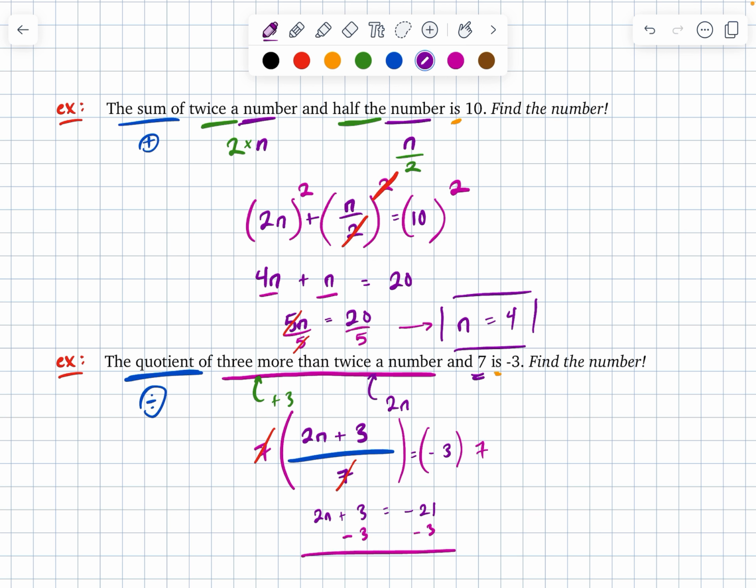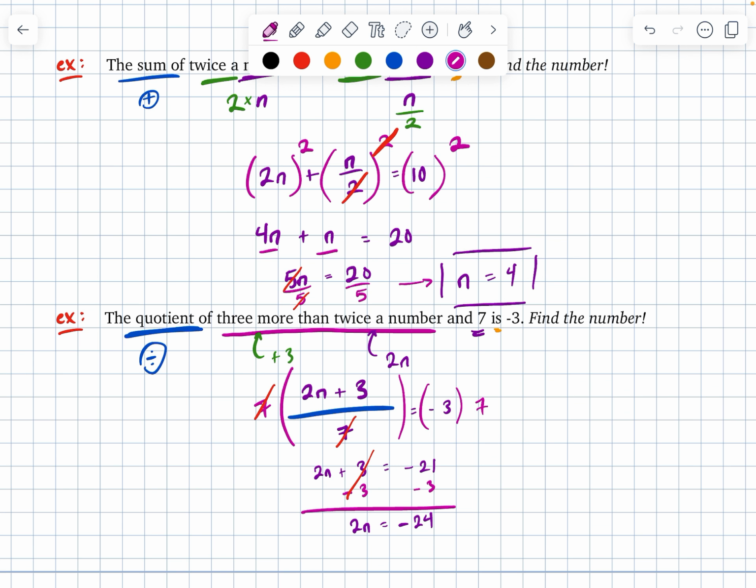To get n by itself, here my reverse order of operations will not lead me astray. Let's do our -3 first. When I do that, 3 minus 3, these undo each other. I've got 2n equals -21 minus 3. I'm making that negative even more negative to get to -24. And then the last thing standing between me and n by itself, let's divide both sides by 2. On the left, 2 over 2, those cancel each other out. And I'm left with n equals -24 divided by 2, which is -12. Okay, so on the top, we've got n equals 4, n equals -12 on the bottom.